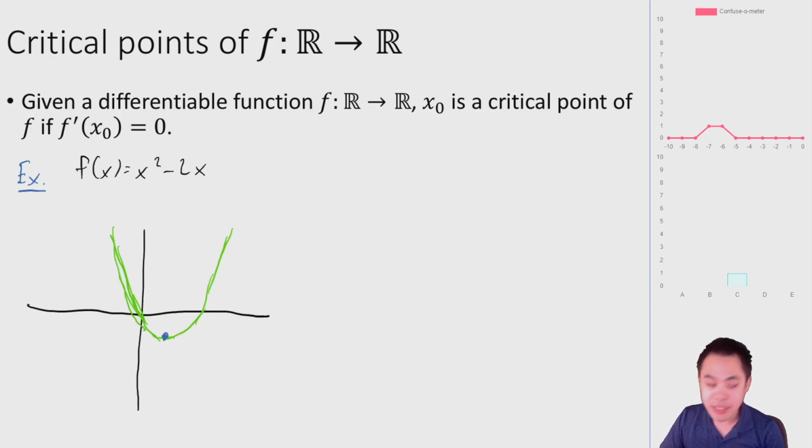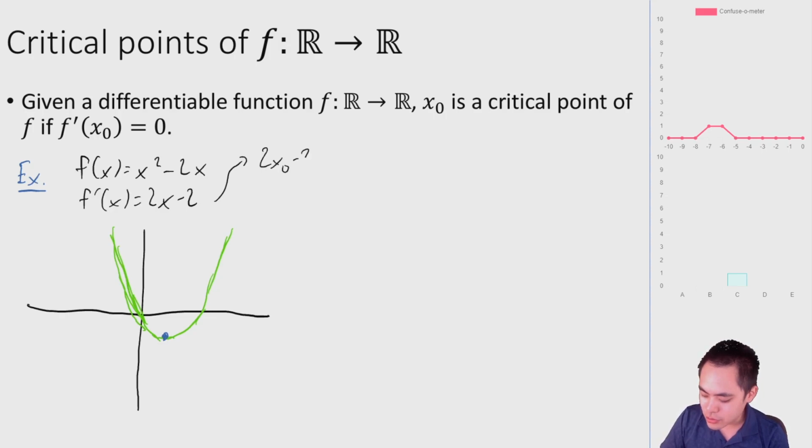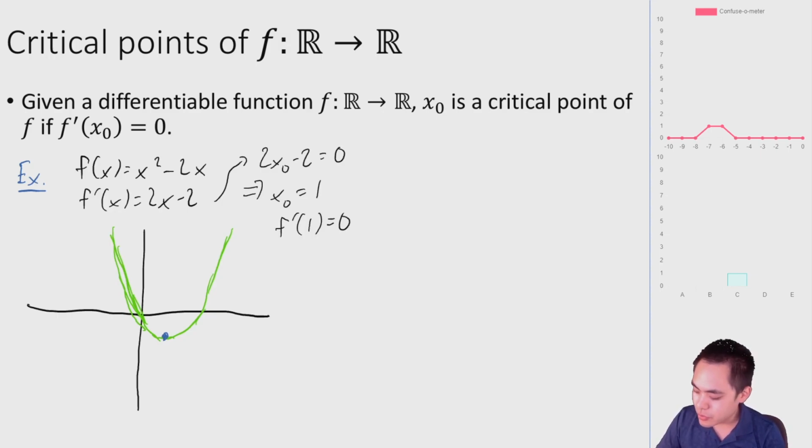And you can also see that this is a critical point, because if you take f prime of x, that's equal to 2x minus 2. If you set that equal to 0, then 2x naught minus 2 is equal to 0, and that implies that x naught is equal to 1 is where your local minimum is. And you can sort of see this because f prime of 1 is equal to 0, which means that the tangent line there has slope 0, so it's a horizontal line.